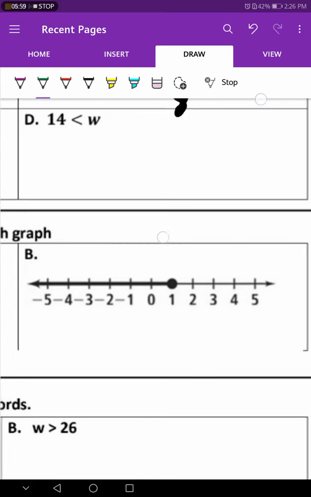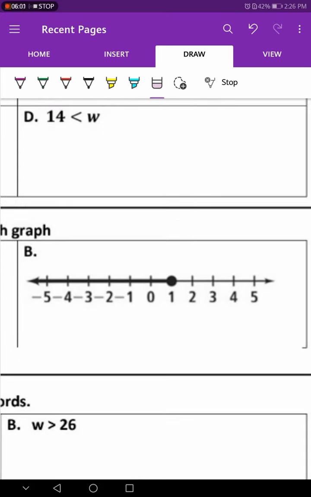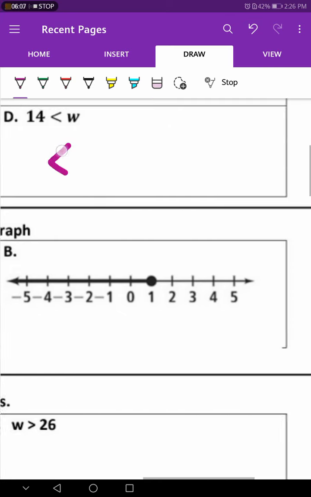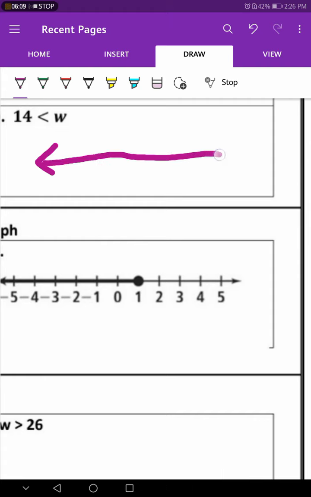D, please. Read it. W greater than 14. Okay, be careful. You have to read from the variable side. So circle the 14 without filling it, and move to the right. To the right. Great.